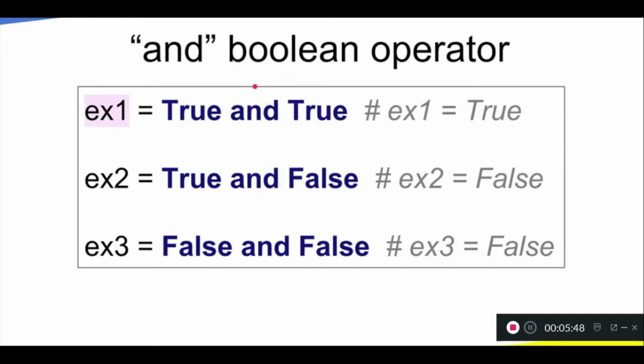And between them, if we have an AND operator, do remember that it would give us a true value. Now coming to example 2 and example 3, we have a false value. Even if we have a false value over here once, the result would be a false.